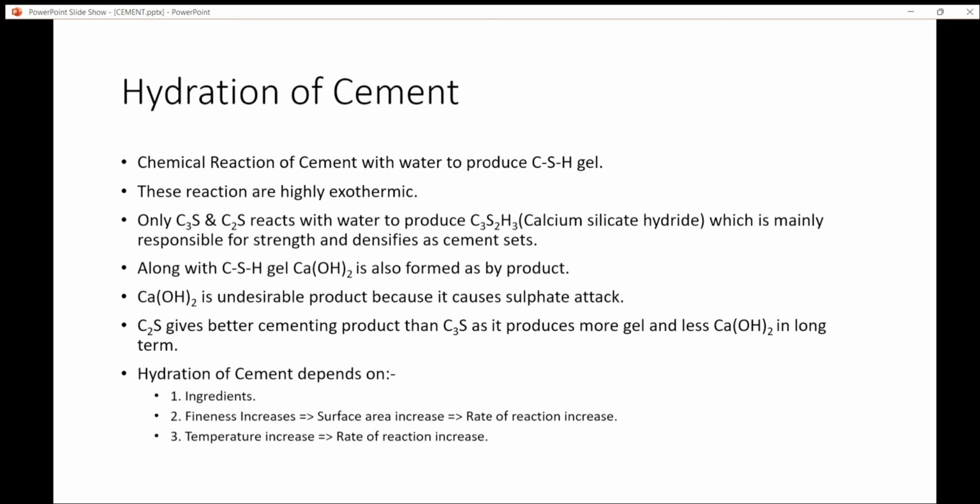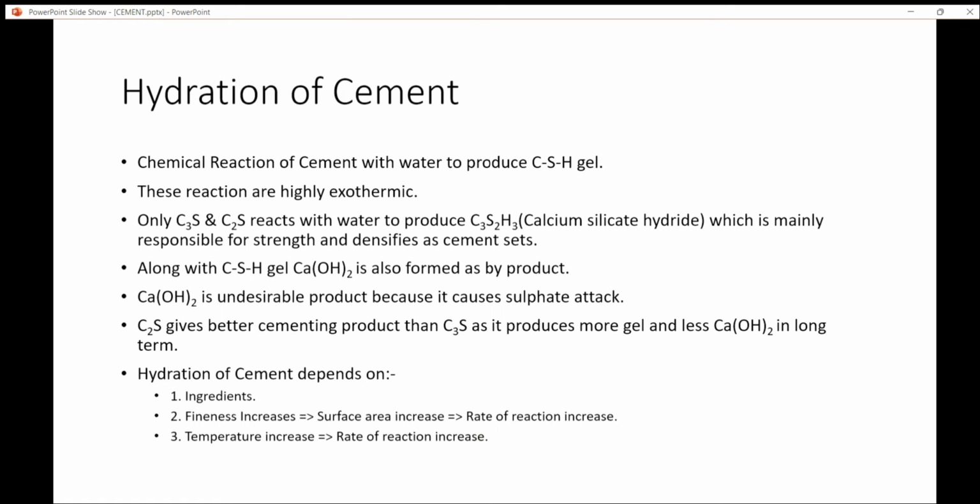Hydration of cement. It is the chemical reaction of cement with water to produce CSH gel. This reaction is highly exothermic. Only C3S and C2S react with the water to produce C3S2H3, calcium silicate hydrate, which is mainly responsible for the strength and densifies as cement sets. Along with CSH gel, Ca(OH)2, calcium hydroxide, is also formed as a product. Calcium hydroxide is an undesirable product because it causes sulfate attack.